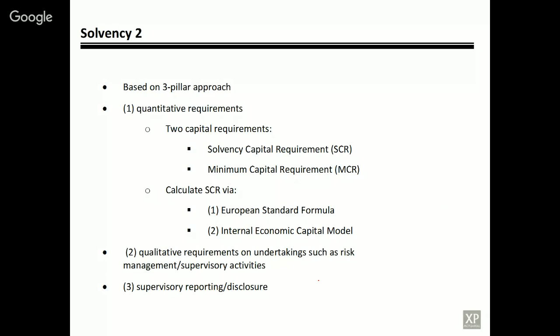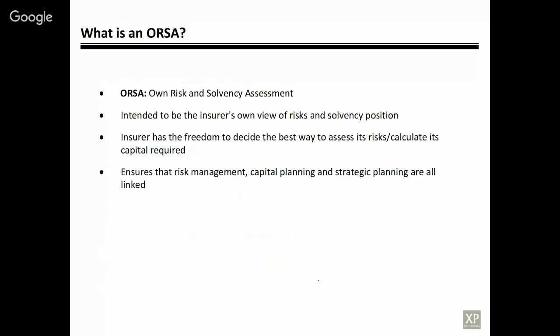And finally, Pillar 3 is supervisory reporting and disclosure. Coming back to ORSA, again, own risk and solvency assessment, it's intended to be the insurer's own view of its risks and solvency position. So the regulator doesn't specify what the insurer needs to do. The insurer actually has to come up with its own view of risk. And the insurer has the freedom to decide the best way to assess its risk and calculate capital required. And this ensures that risk management, capital planning, and strategic planning are all linked.